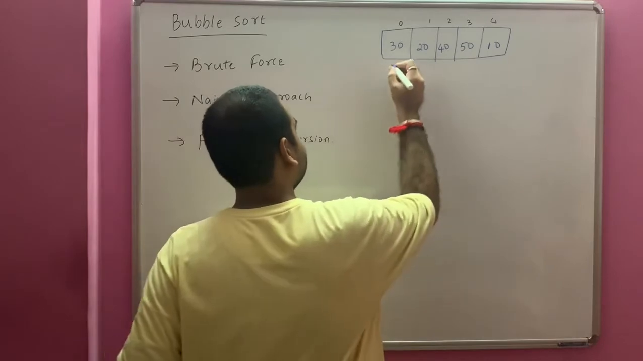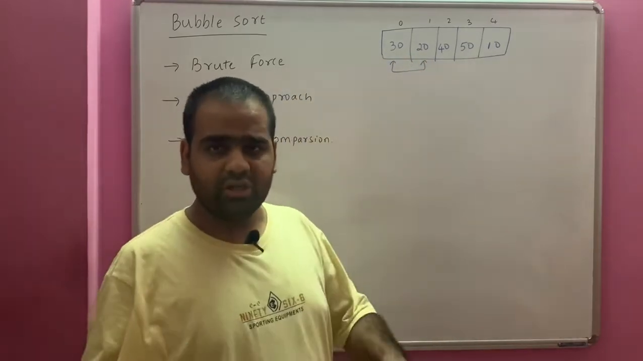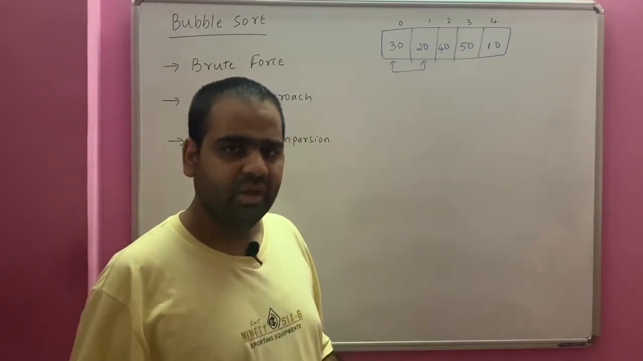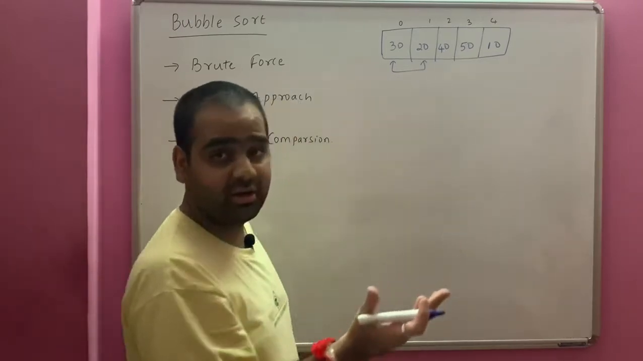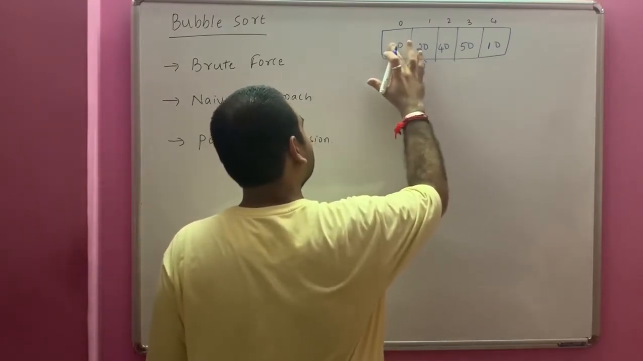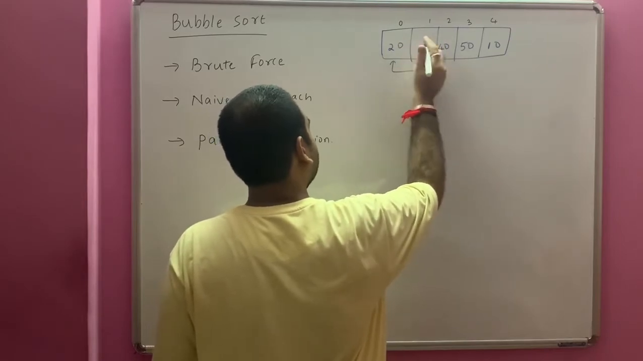First you take the first two elements, 20 and 30. Now you check, we want to do it in ascending order. Is 20 greater than 30? Yes, is 30 greater than 20? Yes, 30 is greater than 20. Therefore, you swap these two. Hence, 20 comes over here and 30 comes over here.